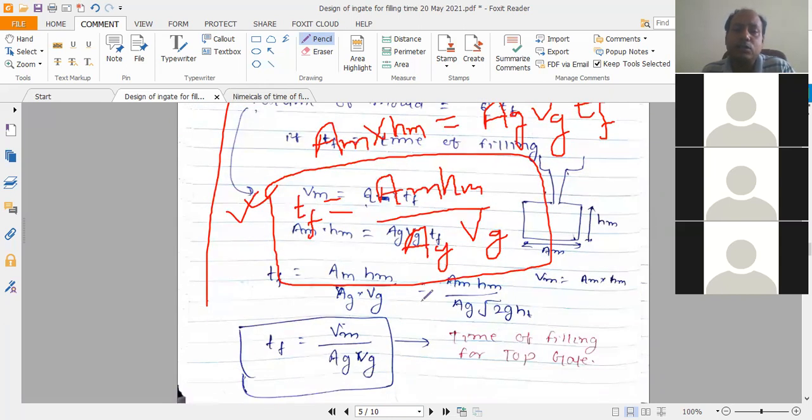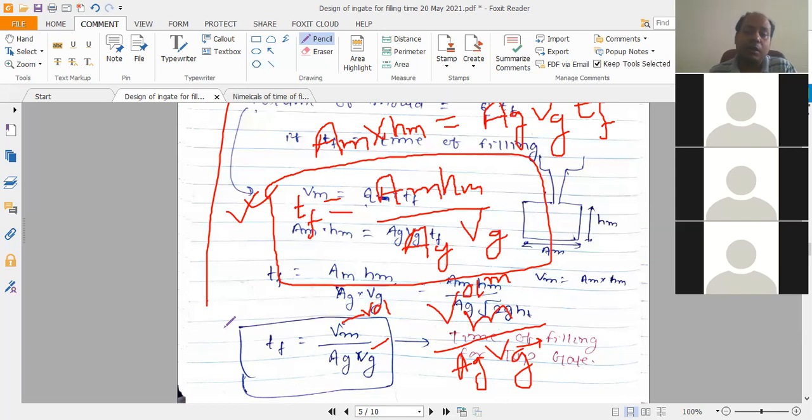Am Hm is also called the volume of the mold. I write it as VOL, because you may confuse it with V. This V is the volume and this V is the velocity, so do not be confused. Time of filling equals the volume of the mold divided by Ag into Vg, the velocity of the gate. So this is the time of filling if the gate is situated at the top of the mold.